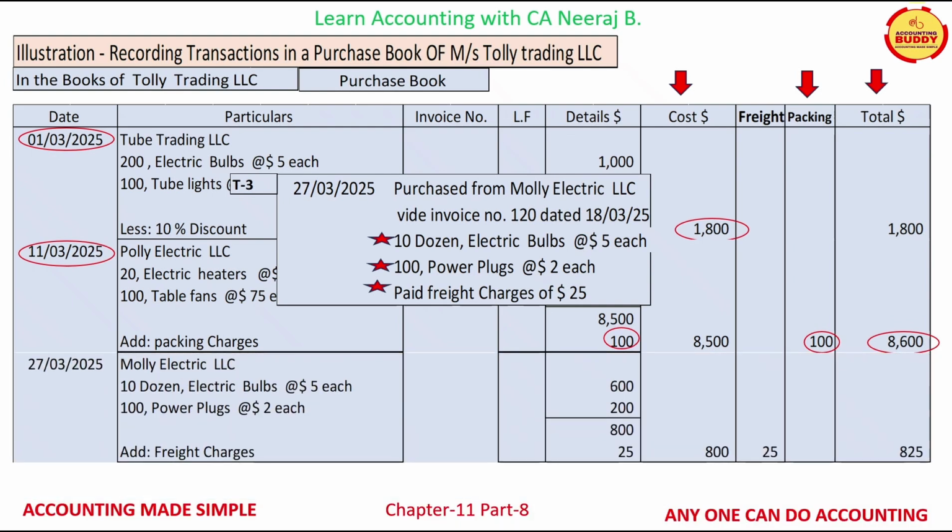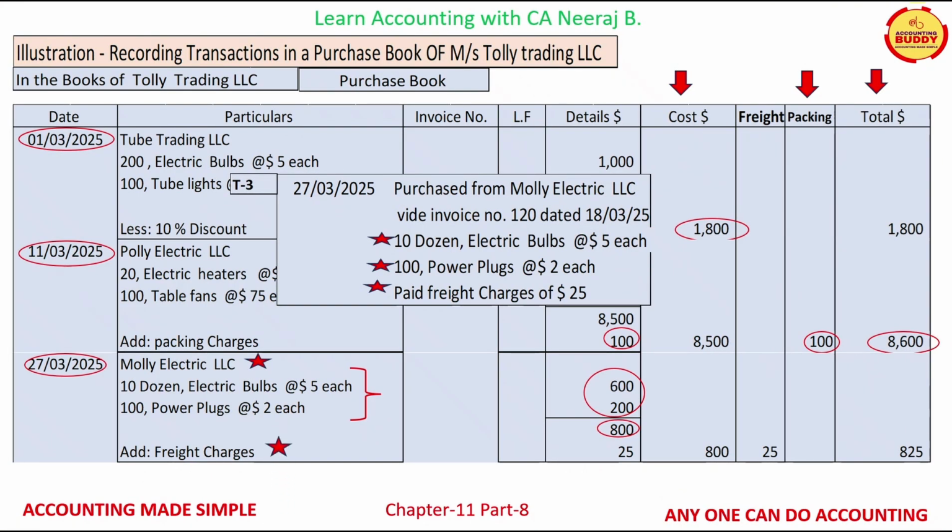This transaction will appear as displayed on your screens. In the date column, the date on which the transaction took place, that is 27th of March 25, is mentioned. In the particulars column, the name of the supplier, Molly Electric LLC, along with the full description and details of the goods bought is mentioned. The value of each item is separately mentioned under the details column. The total value of all the items bought is also mentioned in the details column.